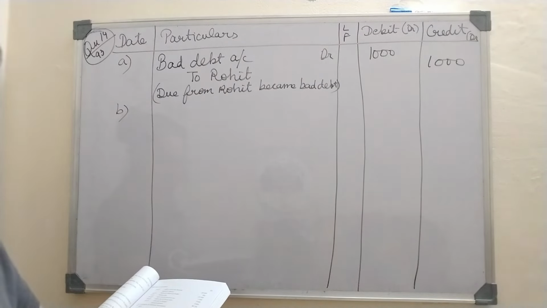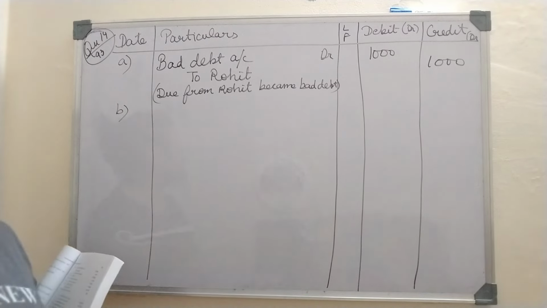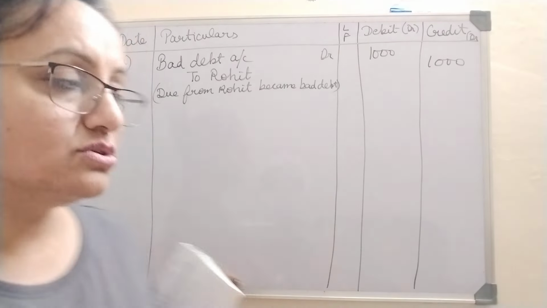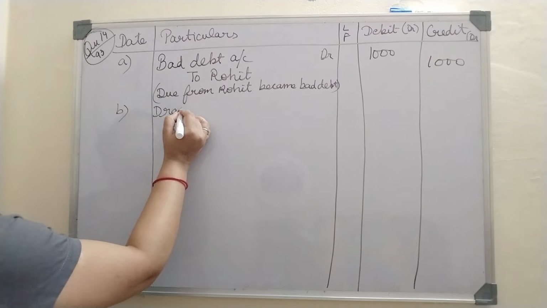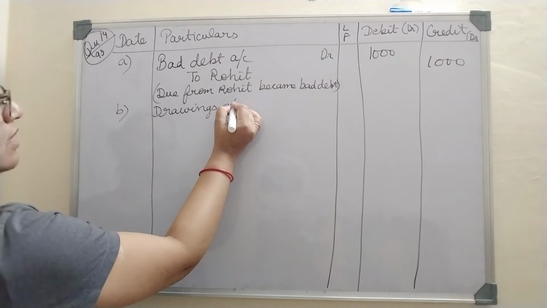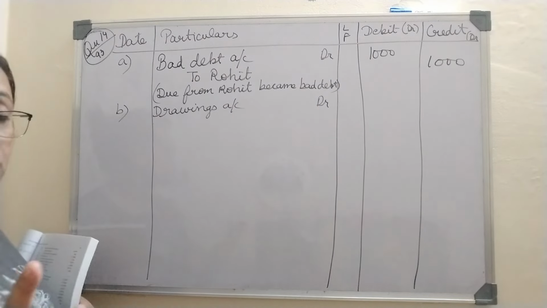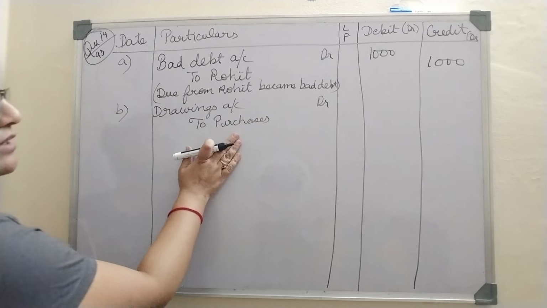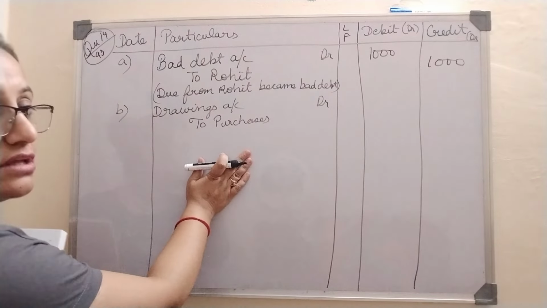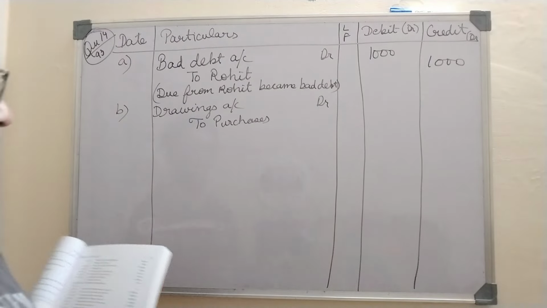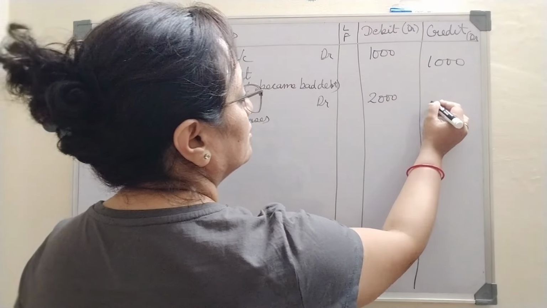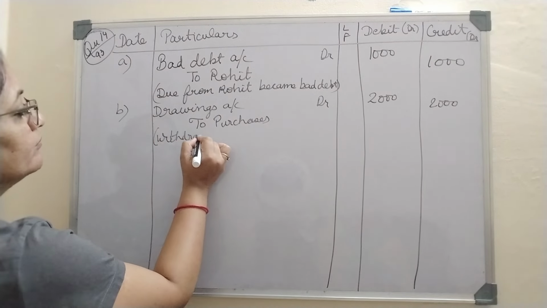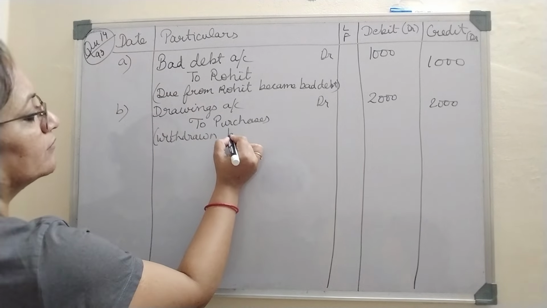Now the second is goods worth 2000 were used by the proprietor. You know, when the proprietor is taking away money from the business for his personal use, that is called drawings, right? So drawings are debited. Drawings account debit. Now he has taken goods. So goods are always taken away from purchases. Purchases we always debit, but now if I credit it, it means I am reversing the effect of that much amount. So 2000 goods are taken by the proprietor. So you can write the narration: withdrawn by proprietor.